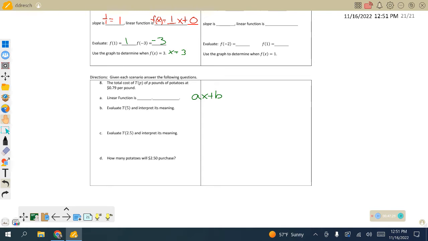What was the cost per t-shirt? It was 15 per t-shirt. Here it is going to be 79 cents per pound, and they're telling us to use P for pounds and T of P for the total cost.